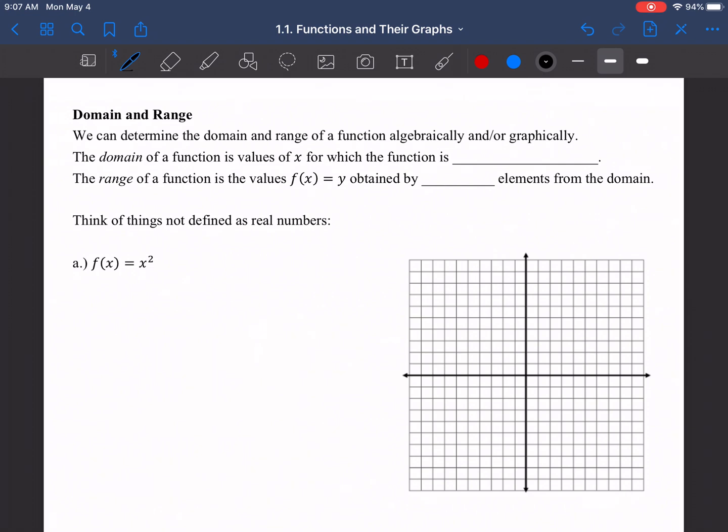Domain and range. Not sure why I had that blank page there, but we can determine the domain and range of a function algebraically or graphically. The domain of a function is the value of x for which the function is defined. So these are basically possible values we can do. When we're thinking of that, what I was talking about at the beginning, where we have a machine and we input something into it, basically these are values that our machine can actually do something with.